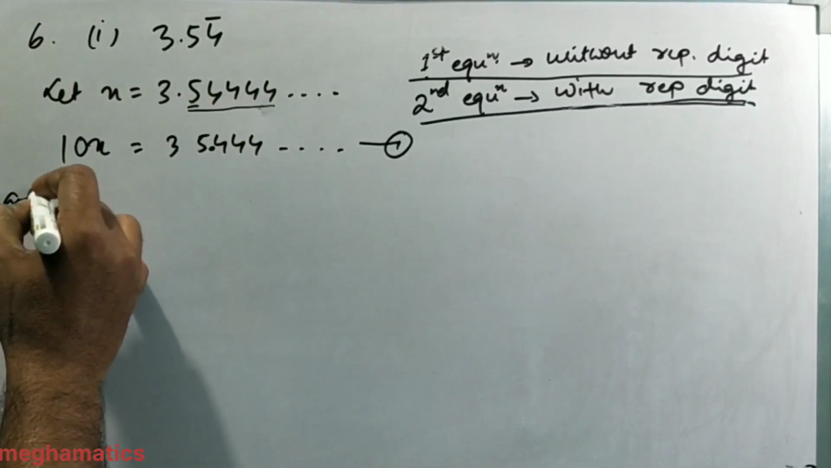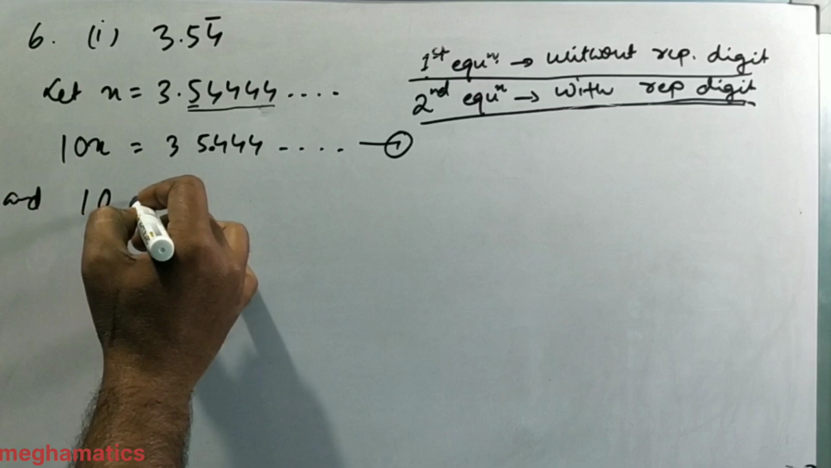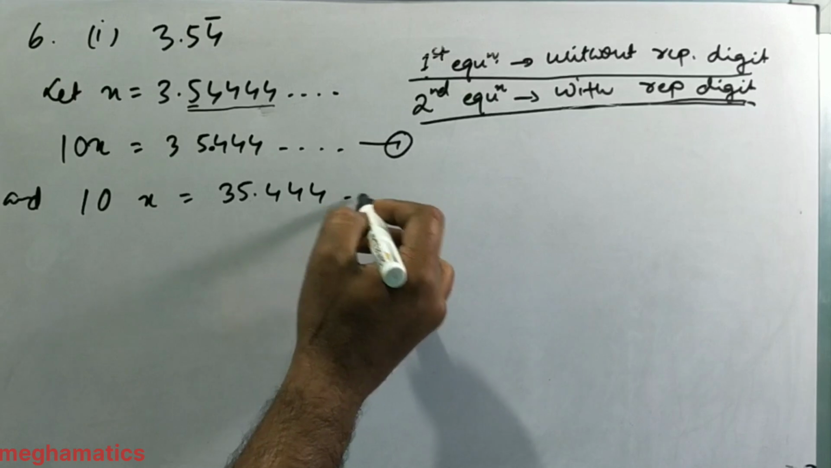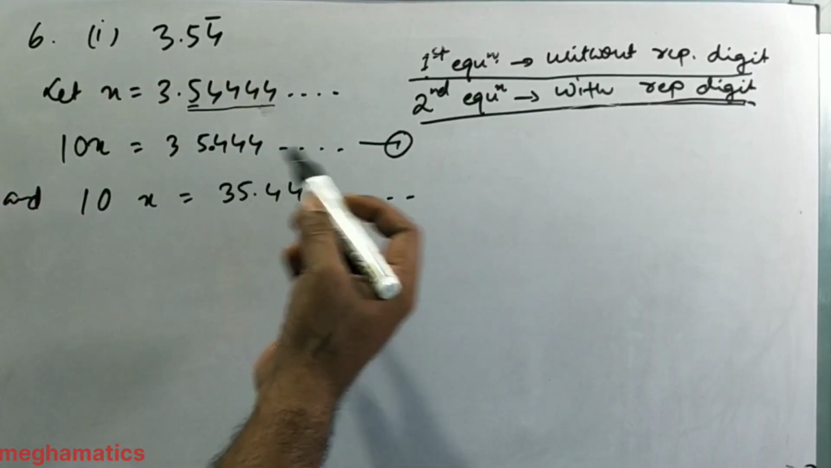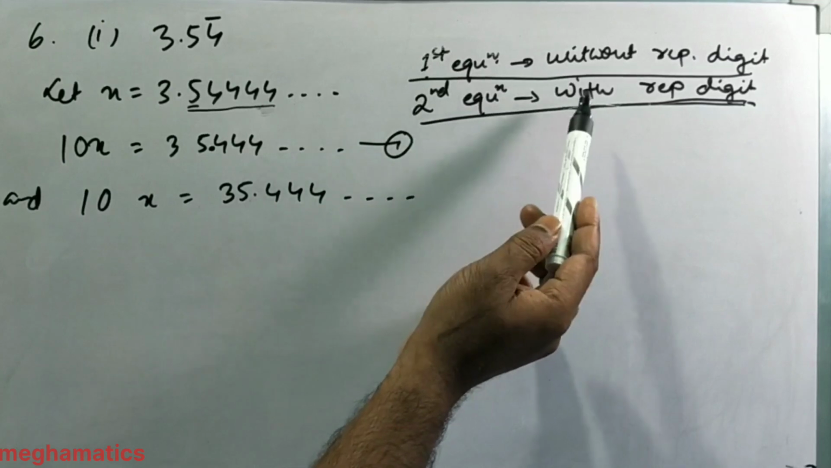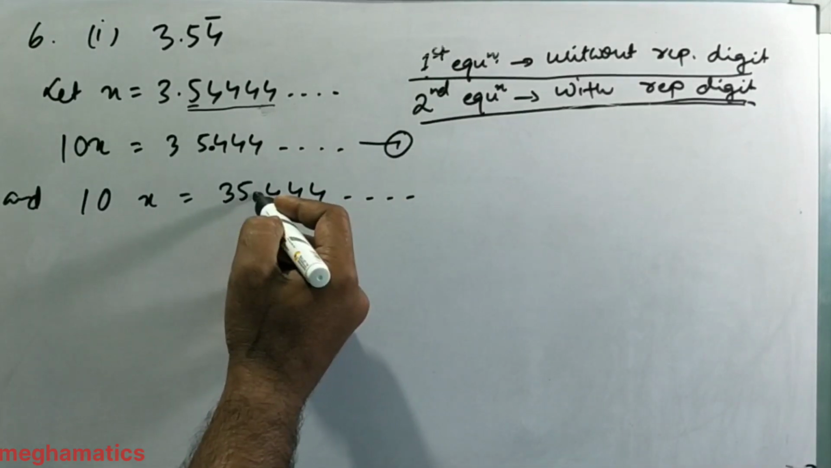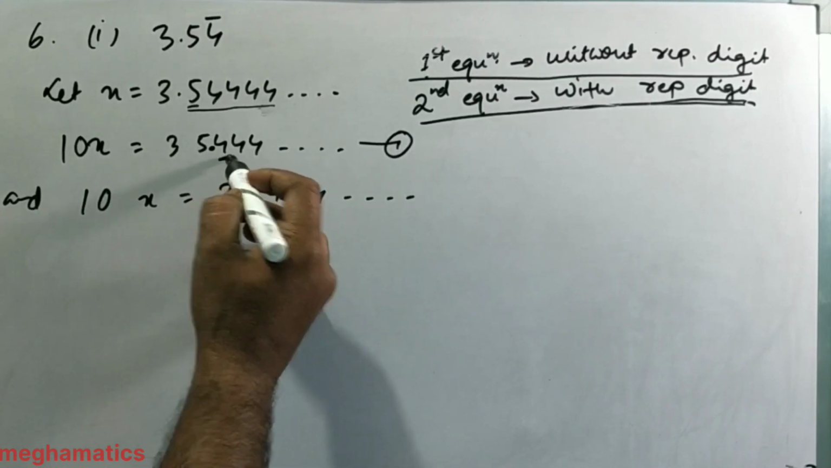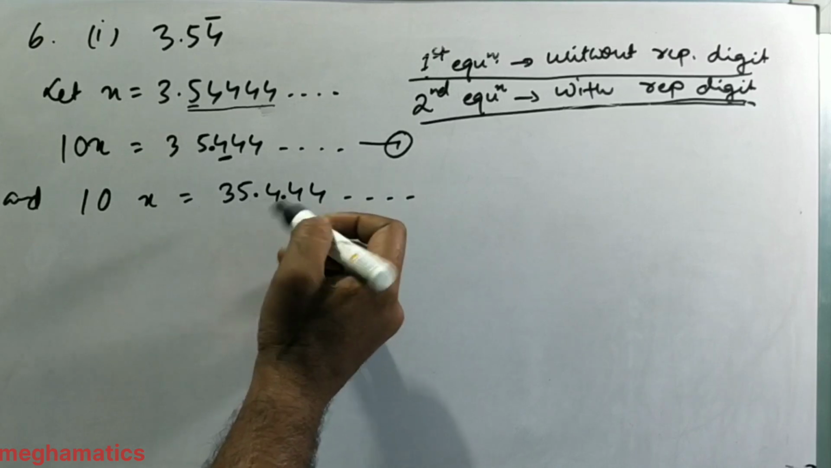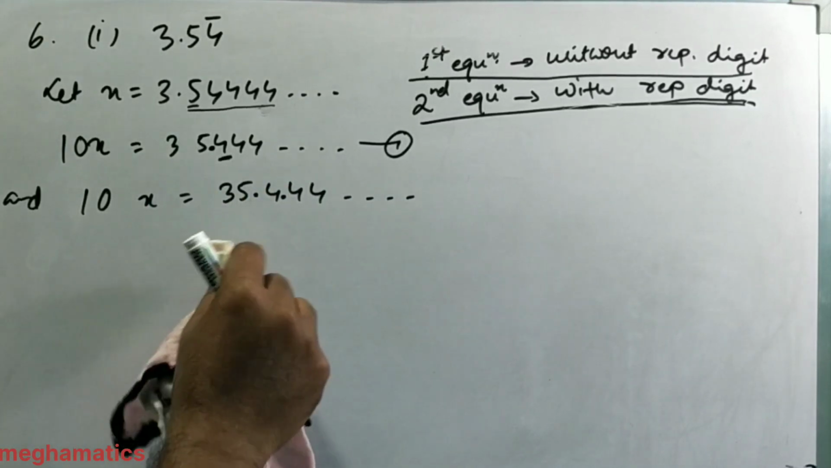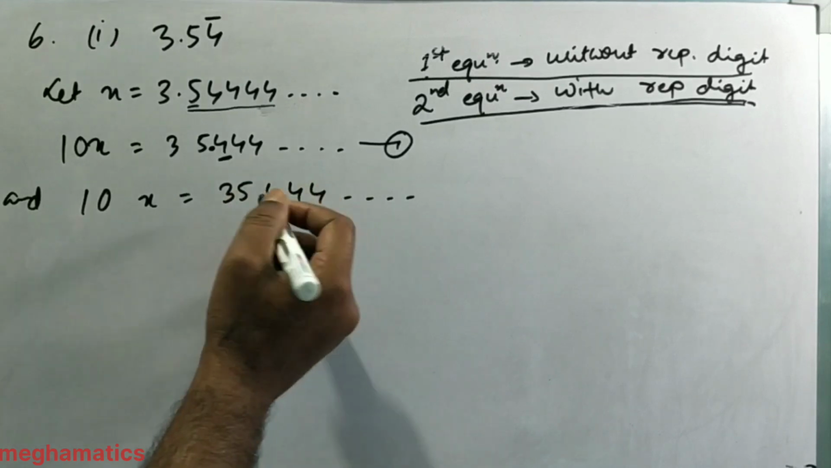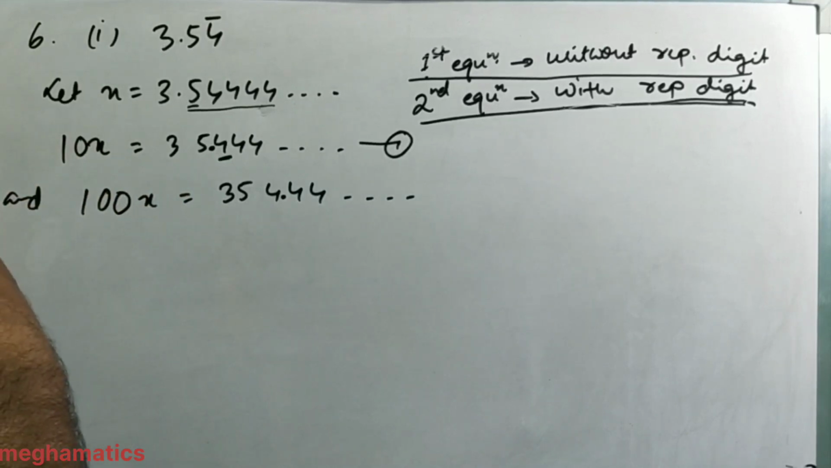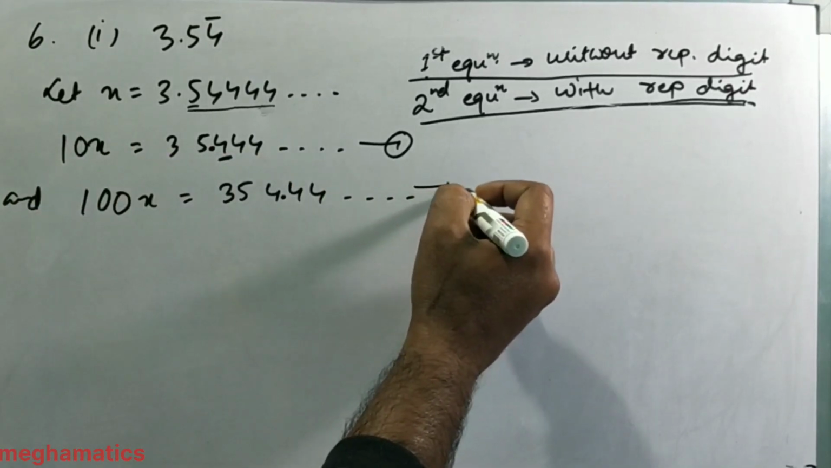And in the next condition, we'll write the same equation. Now we have to follow the second condition, that is with repeating digits. So the point will move past the repeating digit. Here, since only 4 is repeating, the point will move one digit and be removed from here. Since it has moved only one digit, one zero will be included with 10, so it will become 100. So this is equation number 2.